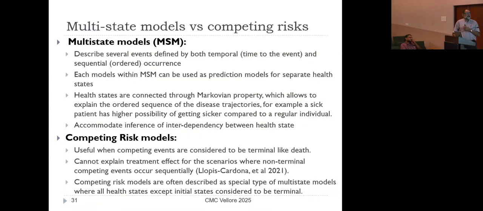But competing risks are useful when you have things like a terminal event like death. It cannot explain treatment effects for the scenarios where non-terminal competing events occur sequentially. So they're often described as a special type of multi-state models where all health states except the initial states are considered to be terminal. Those are the competing events. But how they deal with censoring is an important question. All right, so I'll stop here.